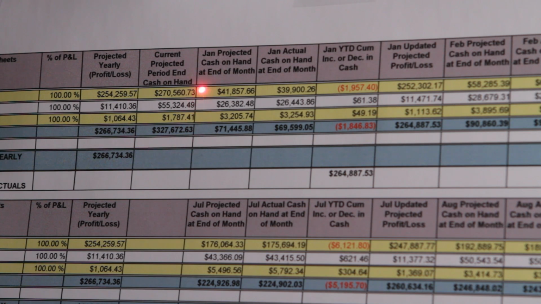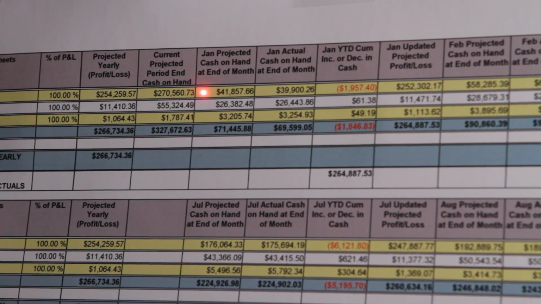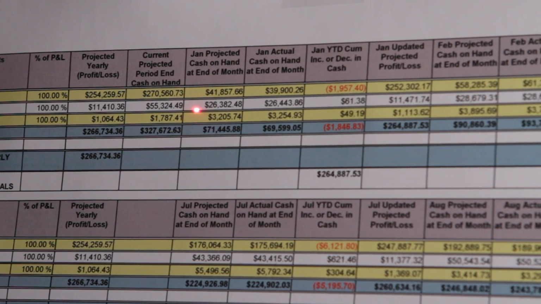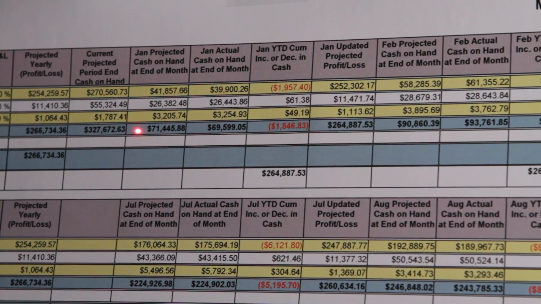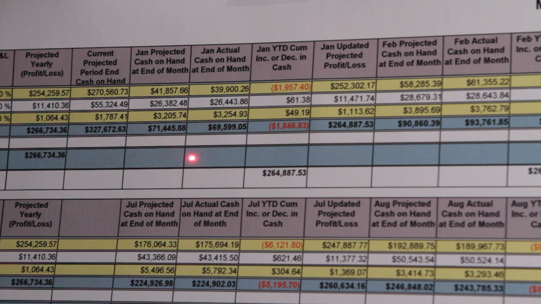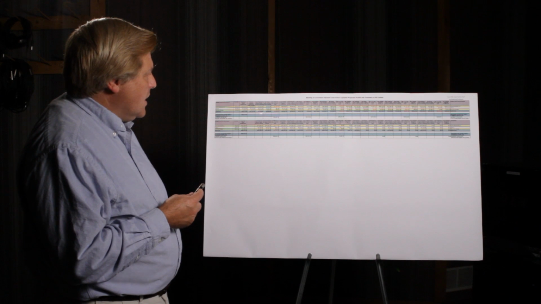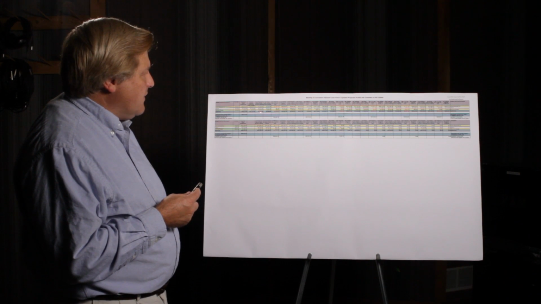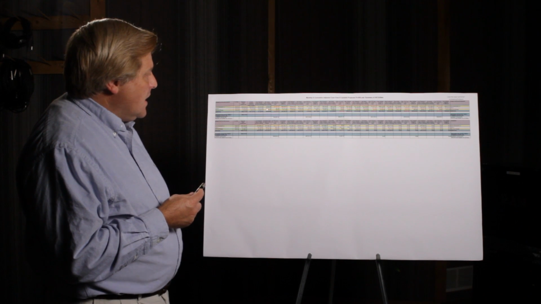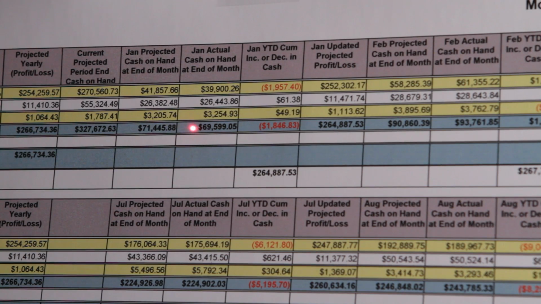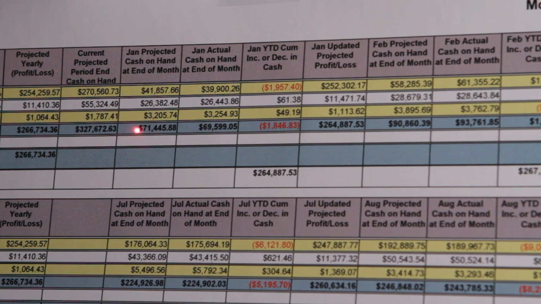The January projected cash on hand at the end of the month shows you what you're going to have at the end of January. They're projecting these numbers that give you a total cash on hand of $71,000. Now you look here, at the end of the year he's projecting to have $327,000, but he's only showing in January that he's going to have $71,445 cash on hand. When he goes to the January actual cash on hand, because this was based on projected, he didn't do quite as well as he thought. He did 39 here, 26 something here, 3,000 something here. So he only came up with cash on hand of 69,000, where he had projected having 71,000.